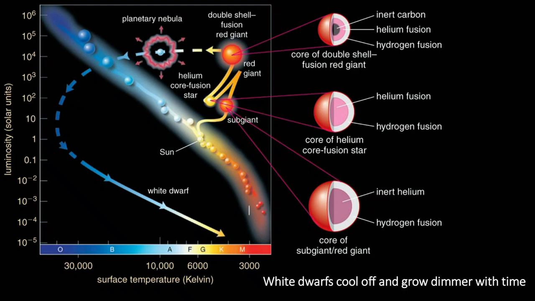becomes the white dwarf. And so once you have your white dwarf, there's no more energy coming from inside of it, there's no nuclear reactions, and so it'll just slowly radiate all of its heat and energy out into the universe and become dimmer and cooler as it ages.